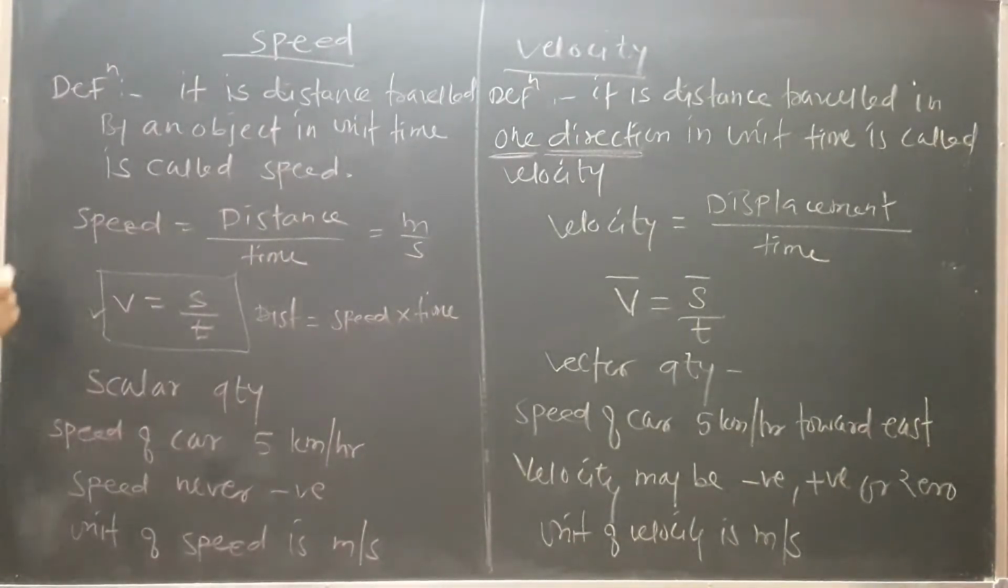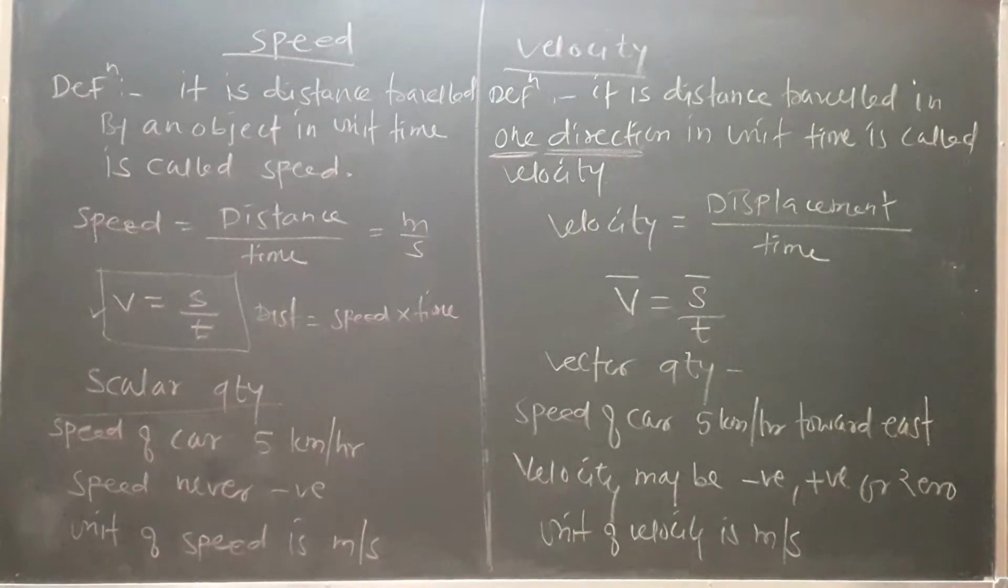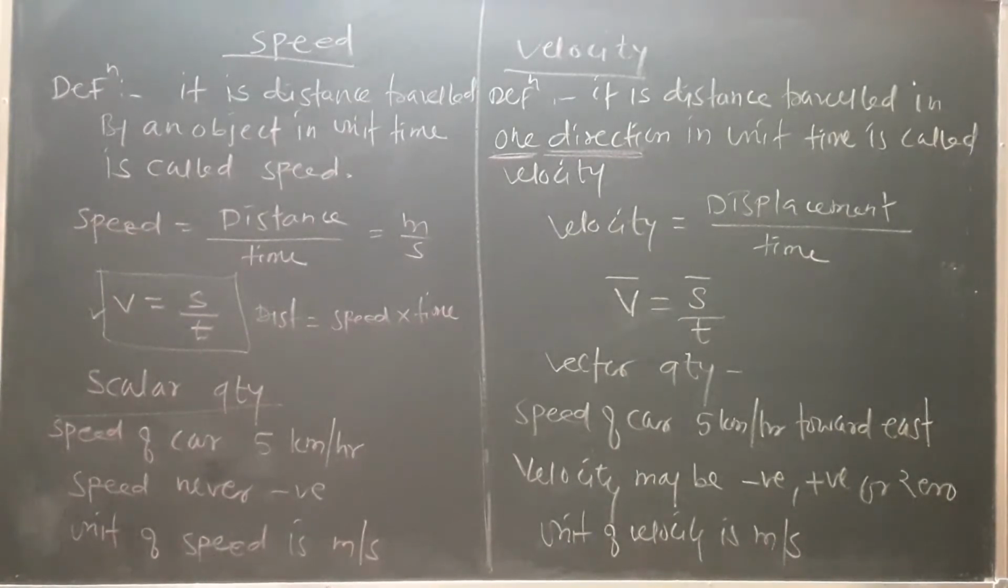Then what have we mentioned? Speed is a scalar quantity. Scalar quantity, as I already explained, is a quantity which can be expressed only by its magnitude. So speed is a scalar quantity.